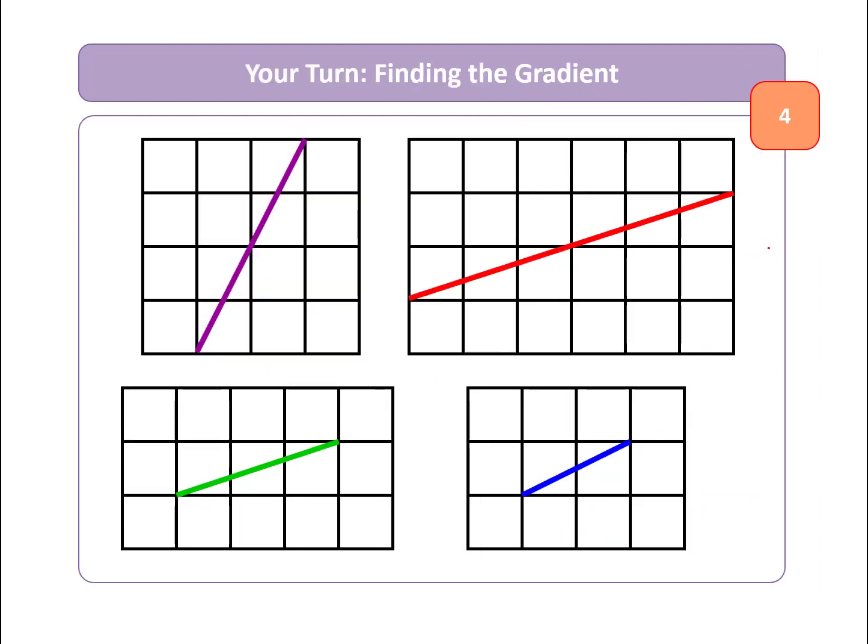Your turn to give that a go. Pause the video. Can you see that's 4 and 2, so 4 divided by 2 is 2. Now can you see this is 2 up and 6 across, so this one is 2 divided by 6 equals a third.